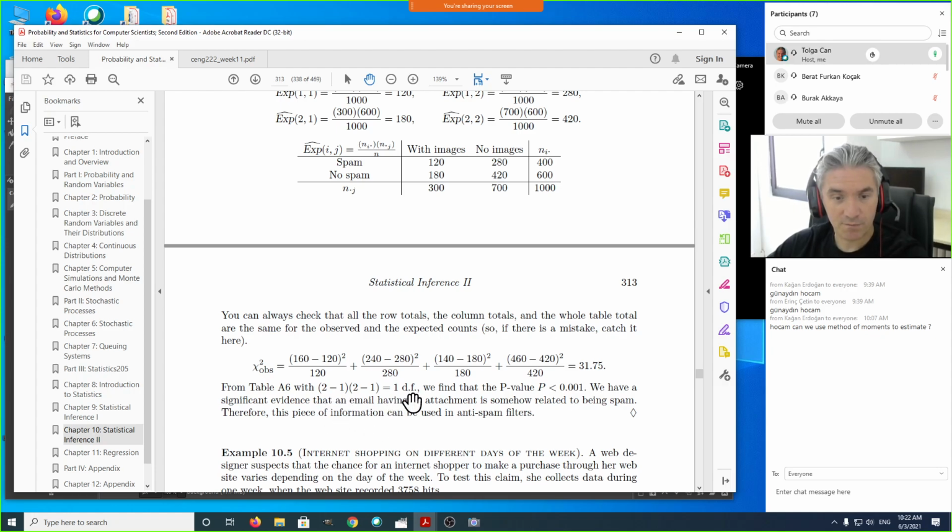So with 1 degree of freedom, as you can see, the degree of freedom is really small. So we may not be very confident in this test, because it's a very low degree of freedom test. But we find that the p-value of this large chi-square statistic, which is 31.75, is even less than 0.001. So we can consider that it's significant enough evidence. We have significant evidence that an email having an attachment is related to being spam.